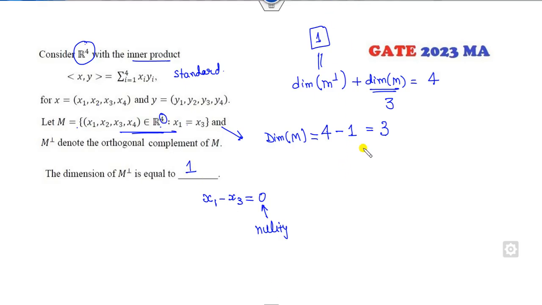Fine. Why do I consider it as 1? Because it depends on the number of linearly independent conditions. So how many linearly independent conditions? There is only one condition given to you, x1 minus x3 is 0. So that's why there is a 1 subtracted. So that's the dimension of this M.